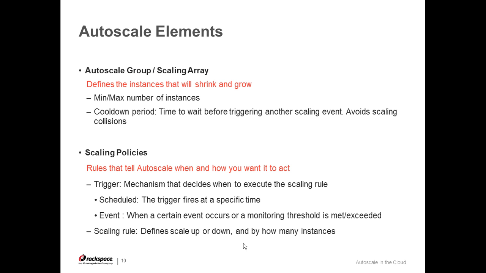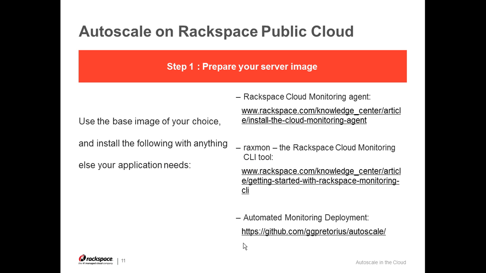The last element is a scaling rule, and that simply defines whether you're scaling up or scaling down and by how many instances. So those are the common elements that you'll find when you look at Autoscale, be that at Rackspace or other providers. You'll have your Autoscale group, which defines some general properties, and then you'll have your scaling policies, which define the specific rules on what to scale, or when to scale, and by how much, and up or down.